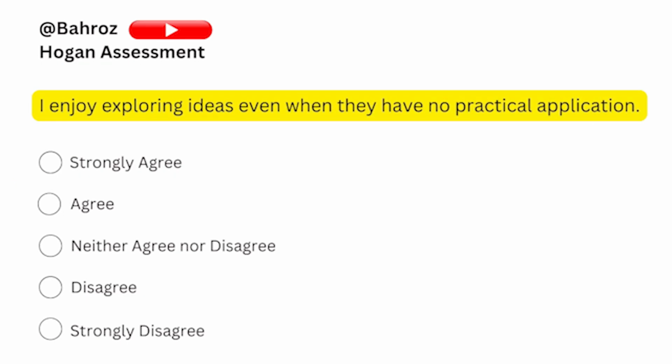Question 4. I enjoy exploring ideas even when they have no practical application. This question is measuring intellectual curiosity, how much you love learning, exploring, and thinking beyond what is immediately in front of you. For innovation-driven roles, strategy, R&D, consulting, or any environment that values creative problem solving, you want to answer agree or strongly agree. This tells the employer you are intellectually engaged, you go beyond the surface, and you bring fresh thinking to challenges. The psychological insight here is this.